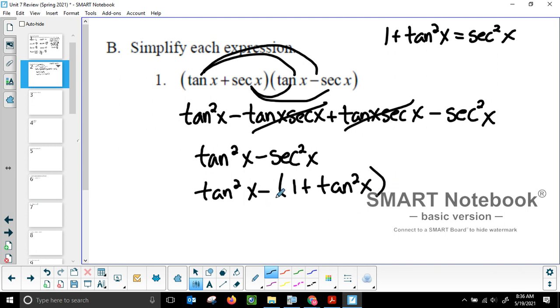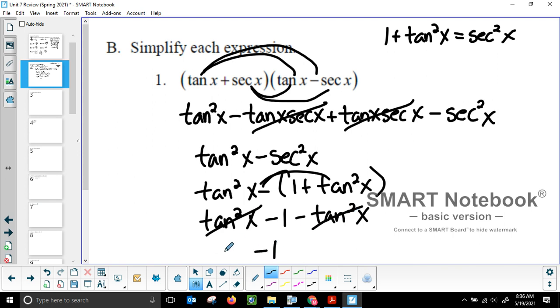Right? That way, if you have a negative or some number out in front of it, you remember to distribute that properly. So I'm going to have to distribute this negative to both of these pieces. So we will get tan squared x minus 1 minus tan squared x. So now tan squared x minus tan squared x simply cancel, and this is just negative 1.